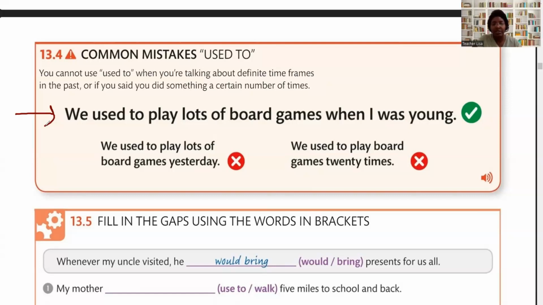Look at the next two, which have some mistakes. We used to play lots of board games yesterday. Because it's very specific, you can't use "used to" here. Or we used to play board games 20 times. It's too specific, so you can't use "used to" here. We use it when we are talking about something general in the past. Okay, we just have a time frame in the past but it's not very specific. So let's look at some examples.